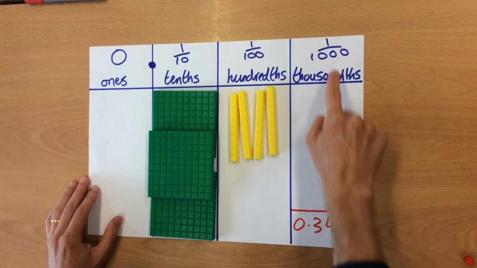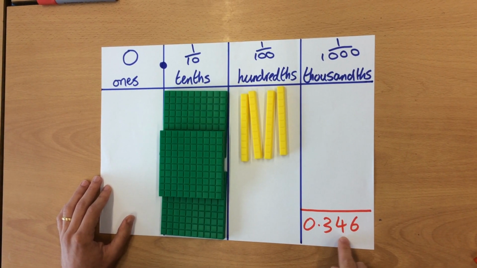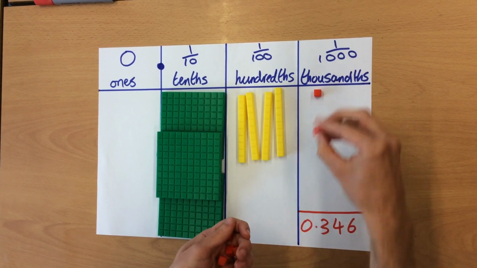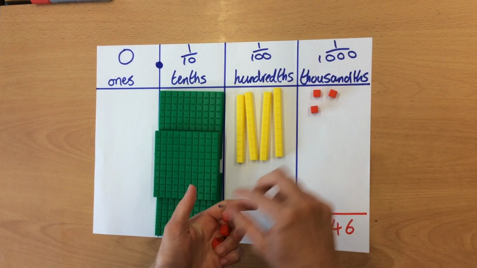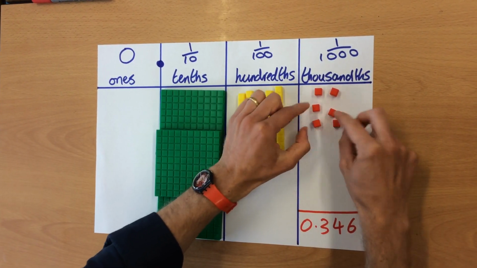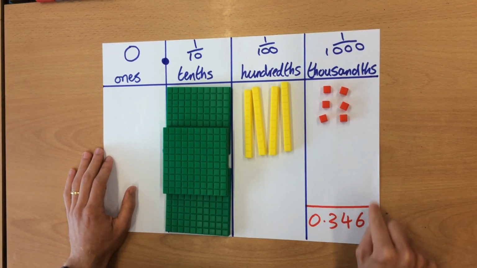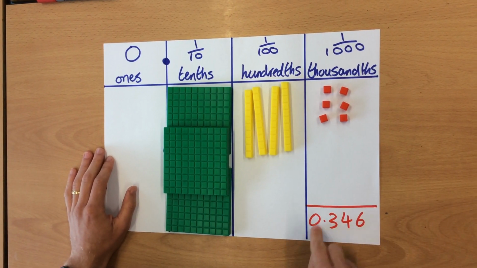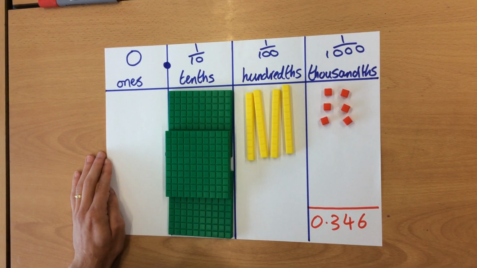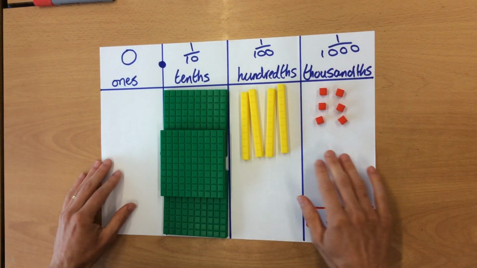My last column is my thousandths column. And if I look here, 3 is in my tenths, 4 is in my hundredths, and 6 is in my thousandths. So I'm going to need 6 thousandths. 1, 2, 3, 4, 5, 6. 6 thousandths. So just the scale of this will show you that actually the thousandths, even though 6 is the largest digit in here, 6 thousandths is incredibly small compared to the rest of the place value. So now I've got that ready, and I now understand the value of my decimal.